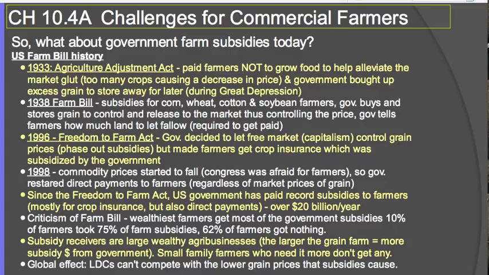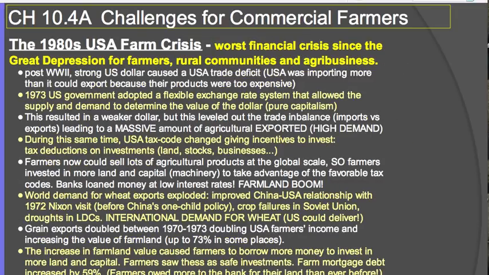All right, so looking at the 1980s U.S. farm crisis, which was the worst financial crisis since the Great Depression for farmers, their rural communities, and agribusiness. And this does relate to the Farm Bill. I'm going to go through this a little bit quickly. You can look at this on your own and read through it more, and there's a lot more involved in this.